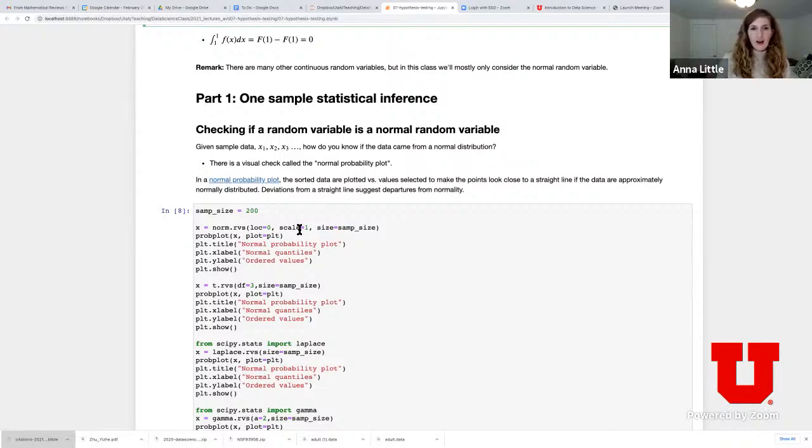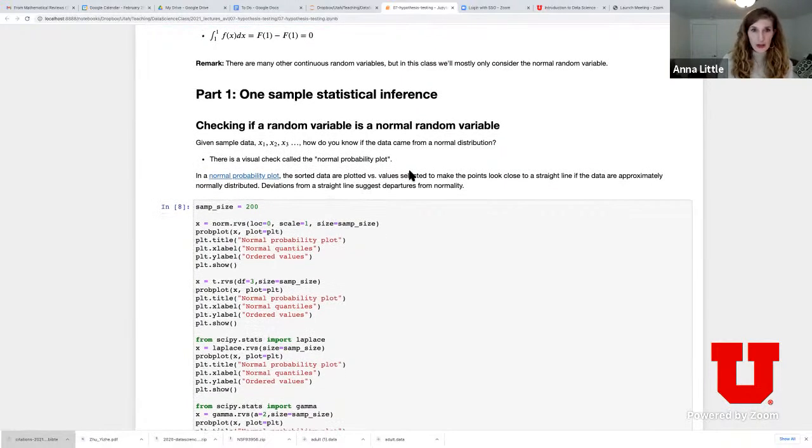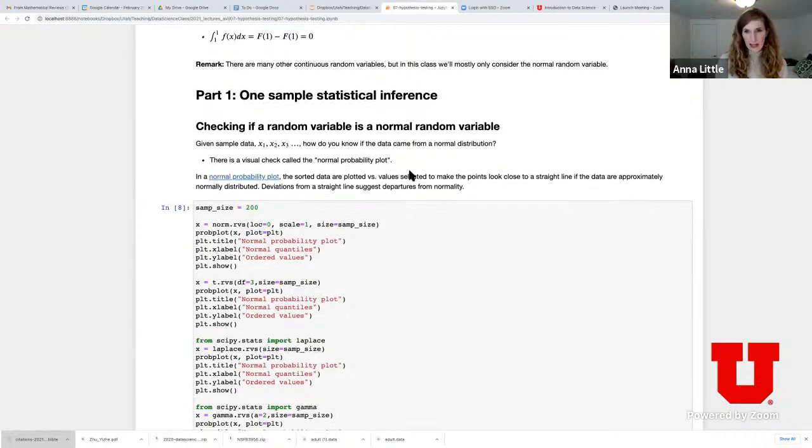And a lot of statistical procedures are only valid under the assumption that a random variable has a normal distribution. So the normal distribution comes up a lot, both in terms of the procedures themselves and in terms of checking assumptions for running those procedures. So we're going to go over a quick check to determine if a random quantity has an approximately normal distribution.